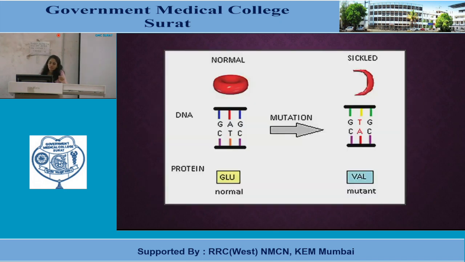This is a diagrammatic presentation of the normal and sickle cell. It's a normal RBC. In the normal RBC, in the DNA protein, glutamate is changed to valine because of a mutation at the sixth gene of the hemoglobin.